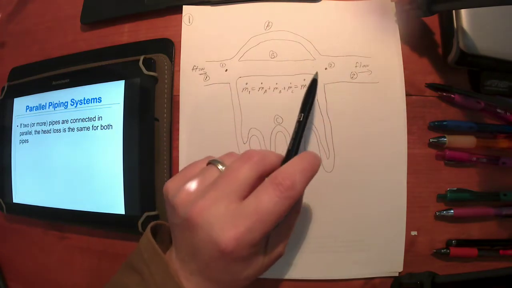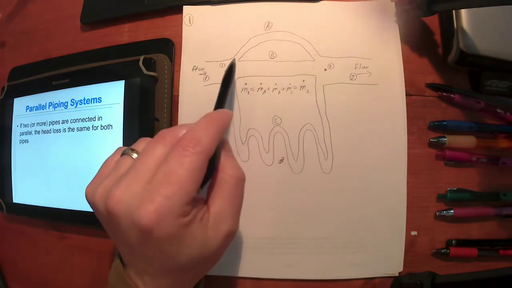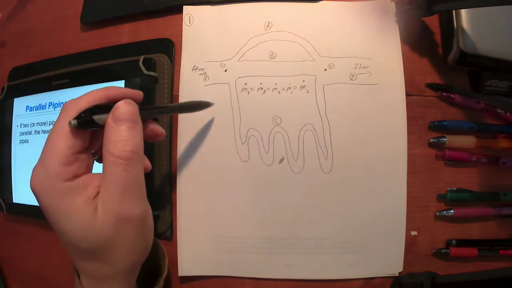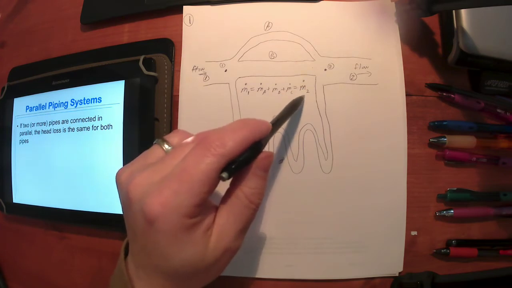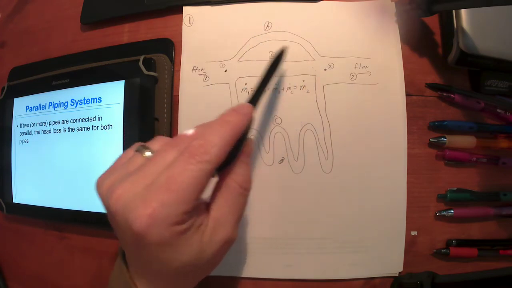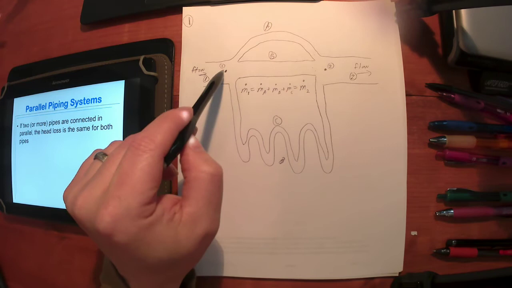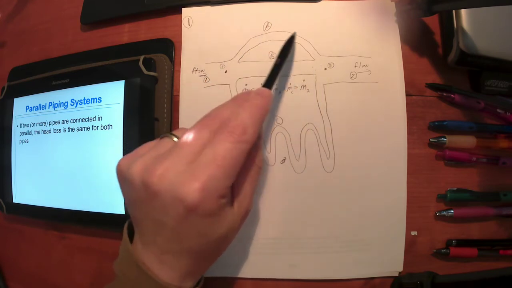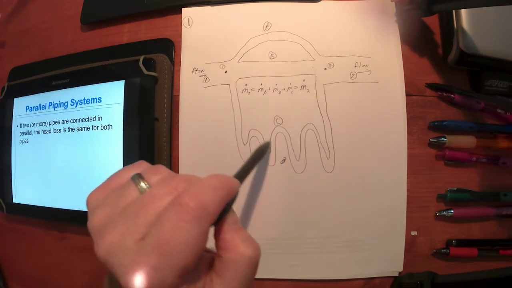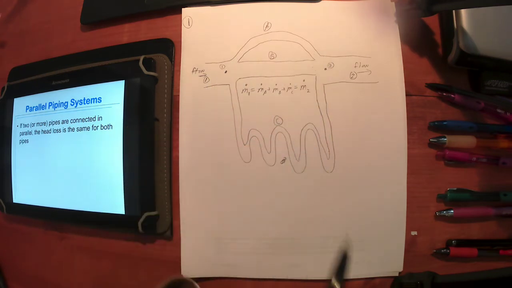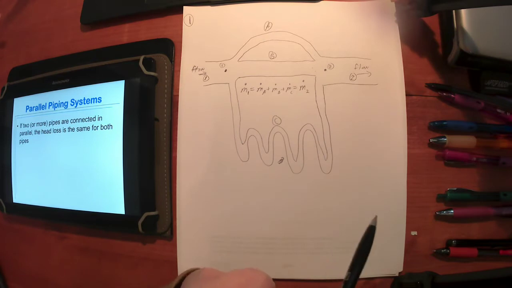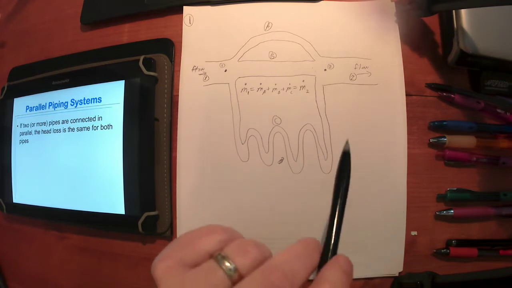So when I first turn this on, that's a different scenario. But after I've got this flowing and going for a long time, where m dot 1 equals m dot 2, the pressure difference between 1 and 2 has to be the same across here, as across here, as across all of this craziness down here. The pressure drop has to be the same, or the head loss has to be the same from point 1 to 2, no matter which path we go through. Otherwise, you're going to have backflow.